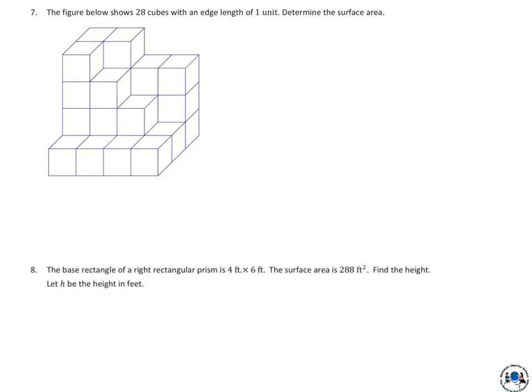All right, here we go. This is similar to one we saw before. The other one was a very, very simple version, but this one is probably simpler than you think. So what I'd like you to do is go ahead and struggle with this yourself. The figure below shows 28 cubes with an edge length of 1 unit. Find the surface area. Each of those edge lengths of all those 28 cubes is going to be 1 unit.